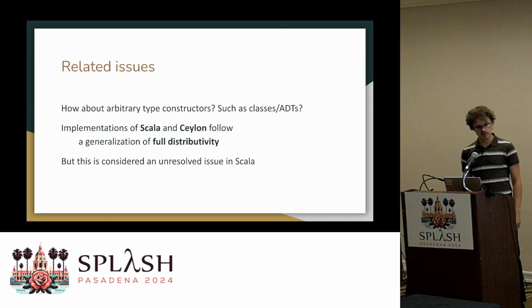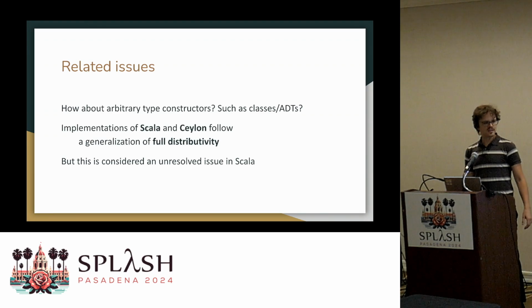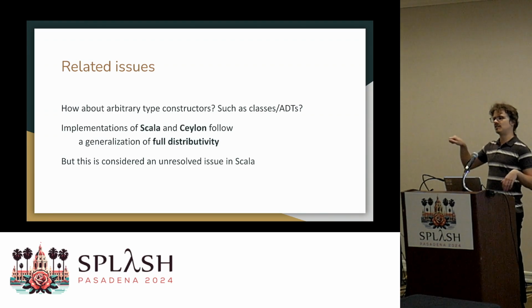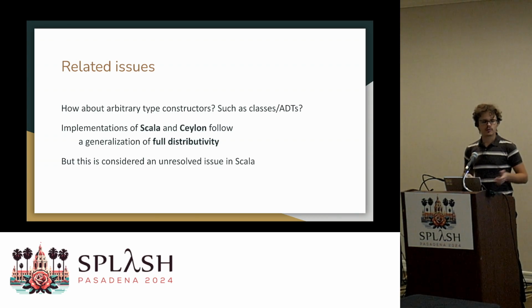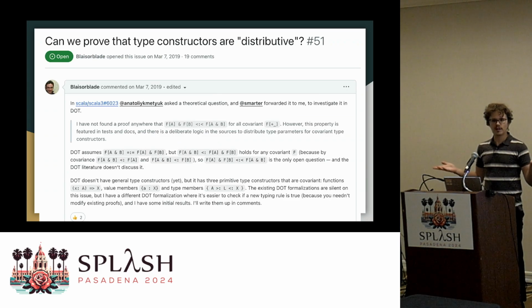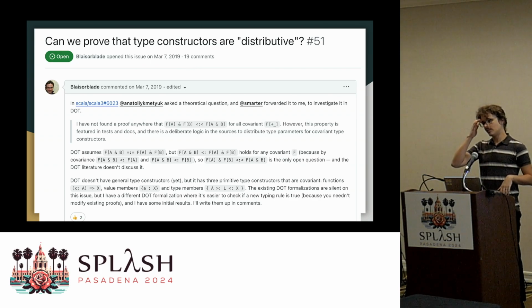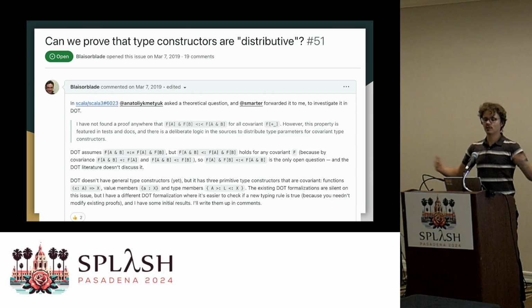A related issue is, how about arbitrary type constructors like class types? What if you have C of int intersected with C of string? Do you have C of int and string? Not in general, right? But what if C is covariant? Is it the case? It's not actually clear, because even in Scala, which is implemented like that, if C is covariant, then you can distribute the intersection inside. This is not really completely clear, right? It's not actually justified by the theory of Scala. You would have to add new axioms to support this.